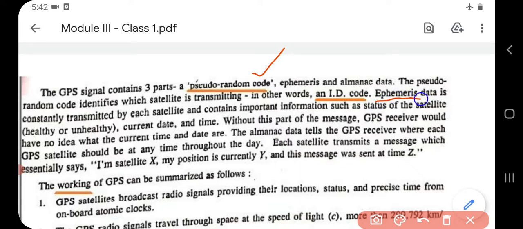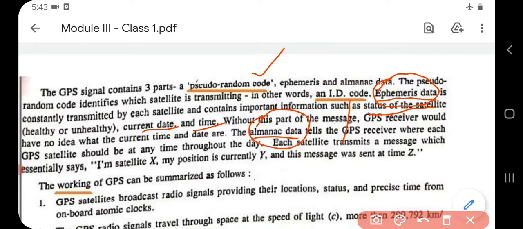Another one is the ephemeris data. It gives us information about the status of the satellite, that is the current date, time, etc. And the last one is almanac data, and it tells us where the satellite should be at any time throughout the day. So the GPS signal has three parts: pseudo random code, which tells us which satellite is transmitting, then ephemeris data, which tells us about the satellite status, and almanac data, which tells us where the satellite should be at any time throughout the day.